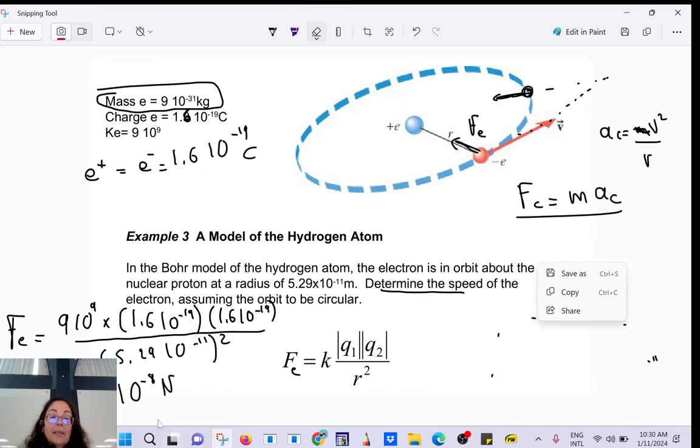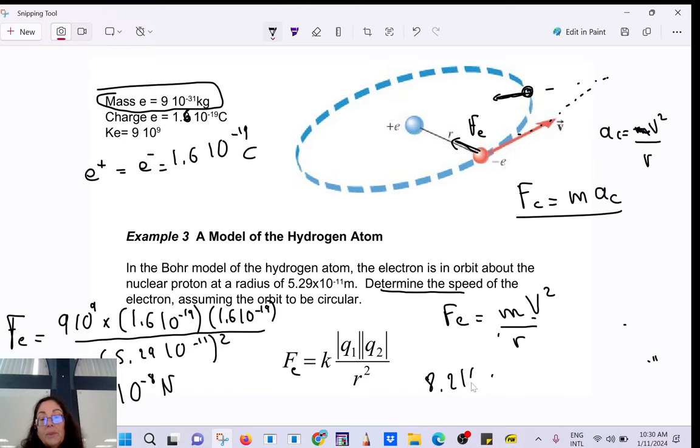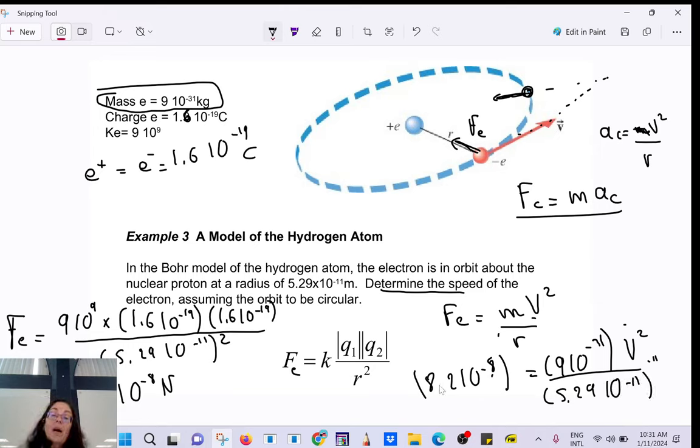So that will be the electric force. The electric force equals the centripetal force, mv squared over the distance. So you have 8.2 times 10 to the negative 8, you do it step by step, equals the mass of an electron, 9 times 10 to the negative 31, and then you have v squared, and then you have 5.29 times 10 to the negative 11. Now isolate v squared. Okay, so what do you get?